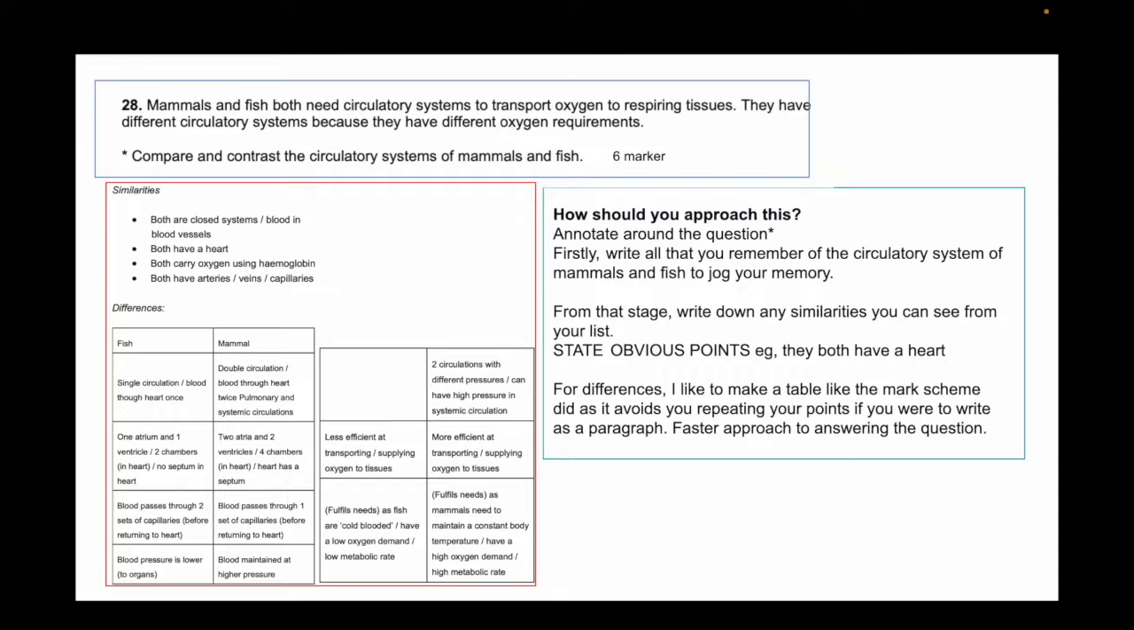And for differences, I like to make a table, just like the mark scheme did, because I found that if I wrote my answer in a paragraph, I'd be repeating the same points. And not only was it so long and time consuming, but I couldn't keep track of what I was trying to say because it wasn't clear at all. But by setting it out in a table, you can see clearly what you're trying to say. Not only that, it makes it easier for the examiner to mark.